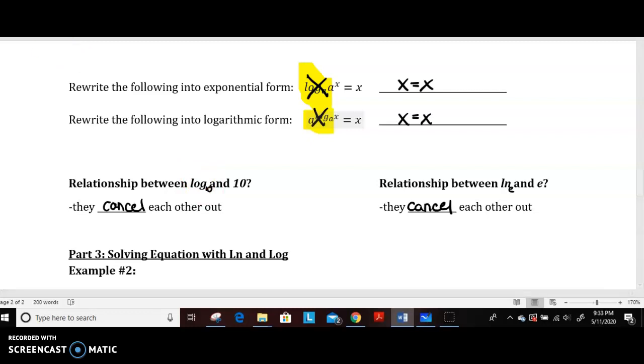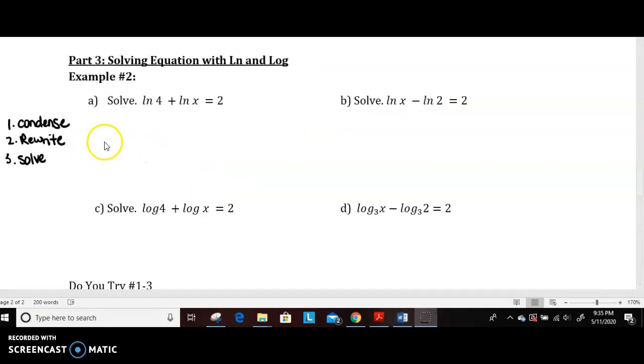So let's look at a few examples. There are going to be 3 steps to solving these. The first thing we're going to do is condense it using those properties from before, where the plus sign was multiplication and the minus sign was division. Then we're going to rewrite it as an exponential, and then we're going to go ahead and solve it.